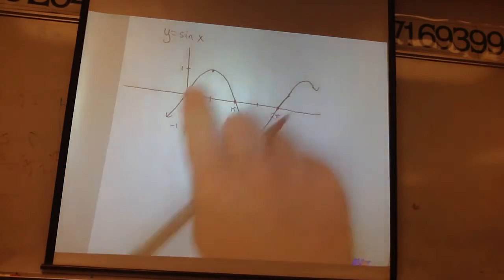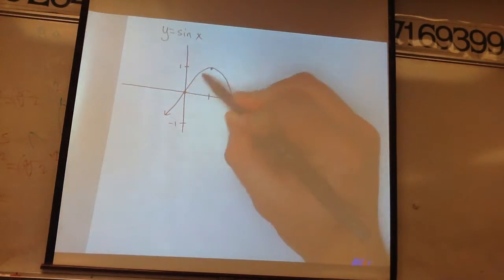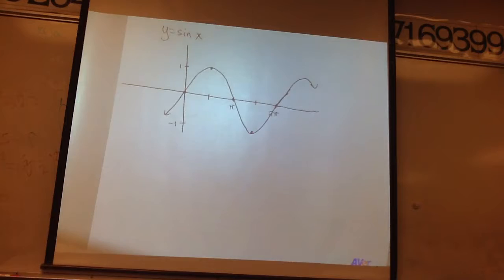That's called one period. It's a cycle that repeats itself, except instead of every 28 days, it's every 2 pi. That's what period means. Like it'll say, what is the period of this one?